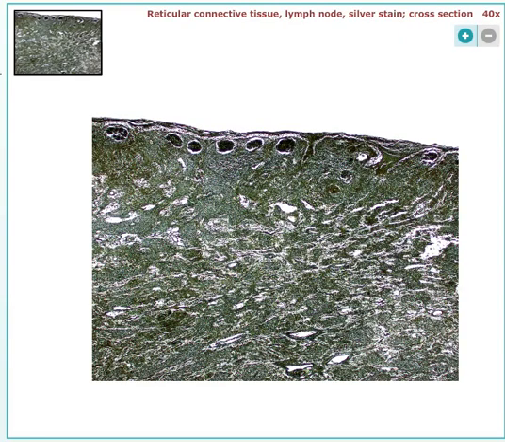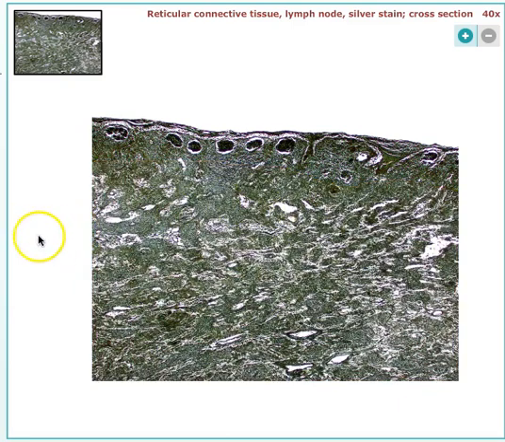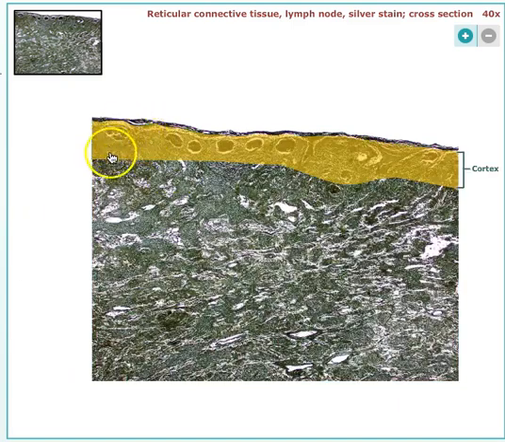Here is reticular connective tissue, and we're going to look at that in different magnifications. Reticular connective tissue also falls in the camp of loose connective tissue. And this is what it looks like at 40x. And here we are looking at the spleen, we're looking at a lymph node, I apologize. So here, this is the medulla, and over here is cortex.